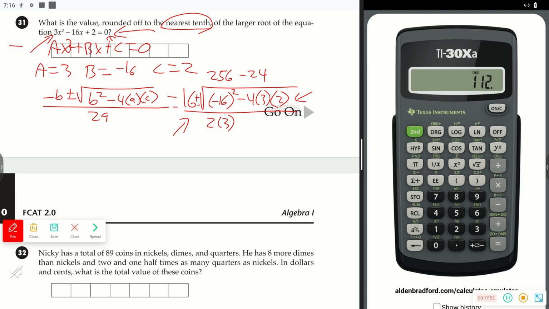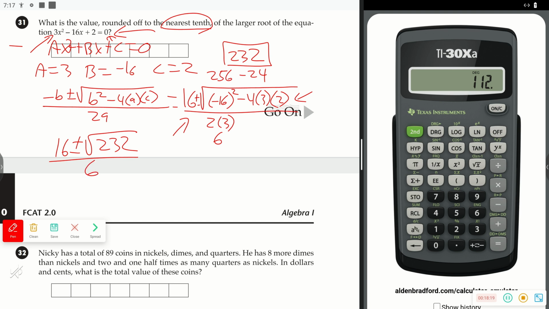256 minus 24 is going to be 232, right? A positive 232. So we know there's going to be 2 solutions. 2 times 3, that's going to be 6. So let's rewrite this as a more simplified answer. So we're going to have 16 plus or minus the square root of 232, all divided by 6.